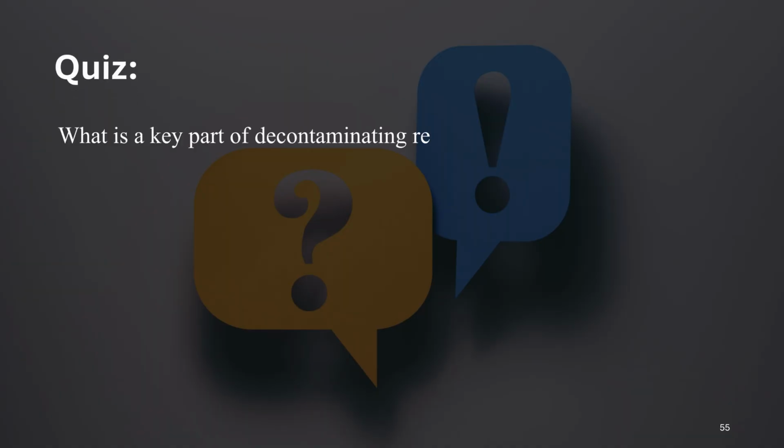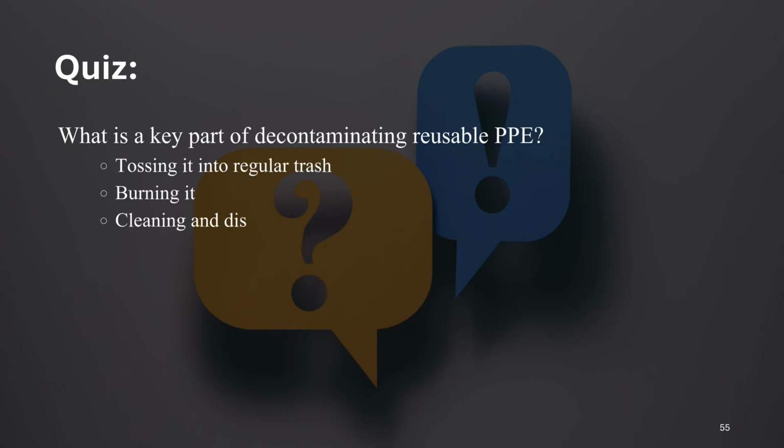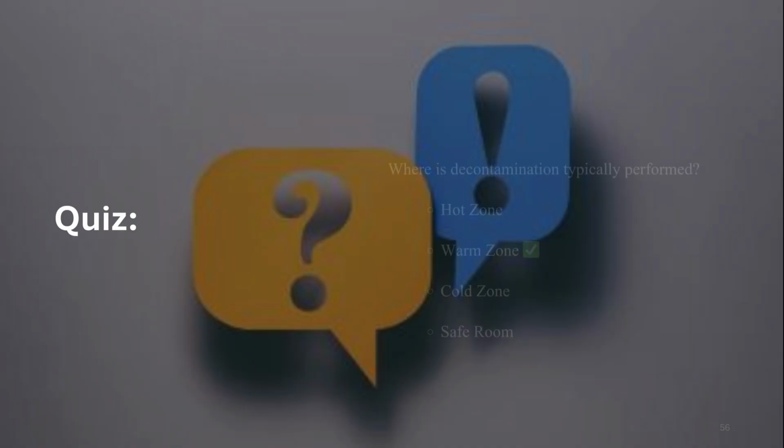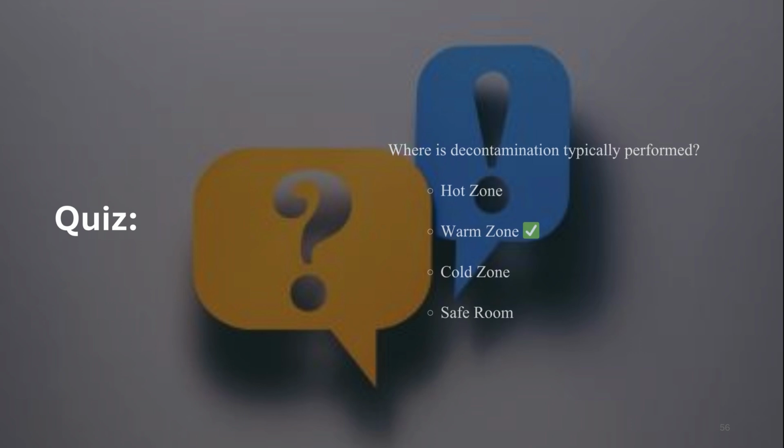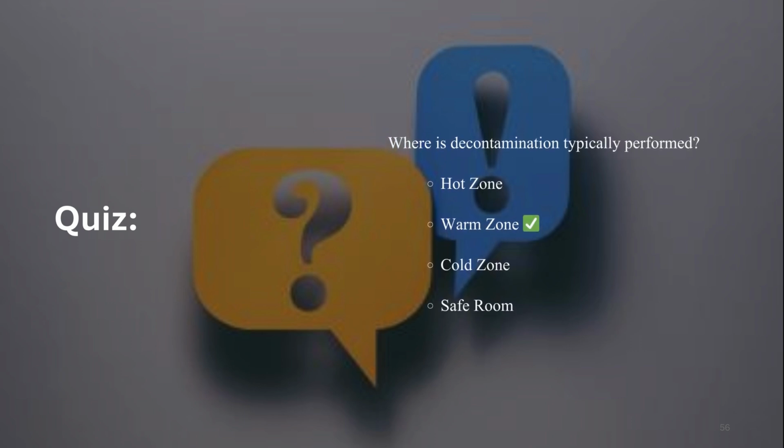Quiz. What is a key part of decontaminating reusable PPE? Tossing it into regular trash, burning it, cleaning and disinfecting it properly, giving it to another worker. Quiz. Where is decontamination typically performed? Hot zone, warm zone, cold zone, safe room.